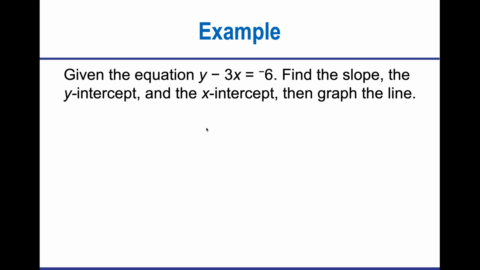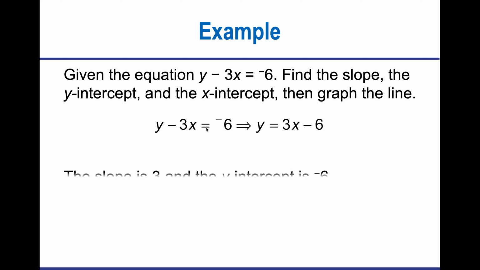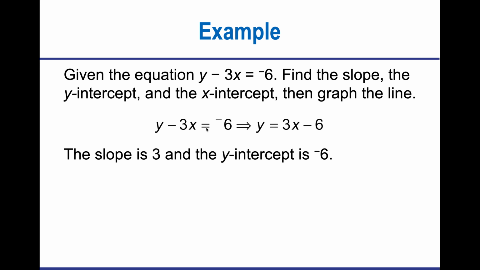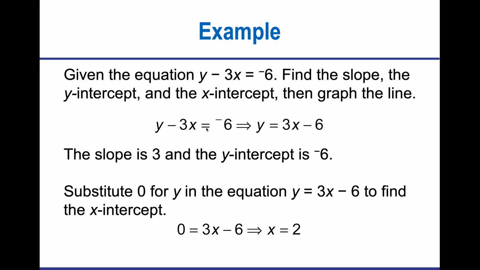So say I'm given this line, y minus 3x equals -6, and I want to find these key components. Well, the first thing is I need to get it in the form of y equals a number times x plus or minus a number. So I just added 3x to both sides to make that happen. Once I've done that, the number in front of x is my slope, and the number that's being added or subtracted is my y-intercept. Easy peasy, not too bad.